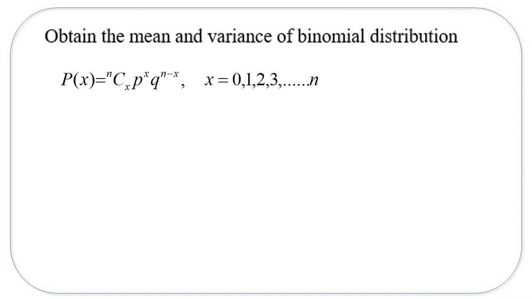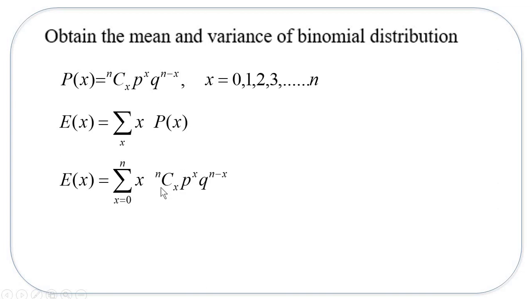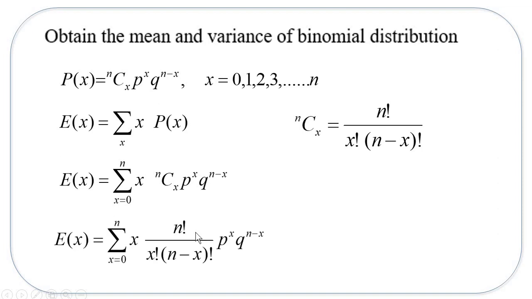Now this is your probability function. You know the formula for expectation, which is x into p of x. Substitute p of x in this equation and use the formula for nCx, which is n factorial by x factorial into n minus x factorial. Substitute that here. Now you are going to adjust all these expressions by using these formulas.